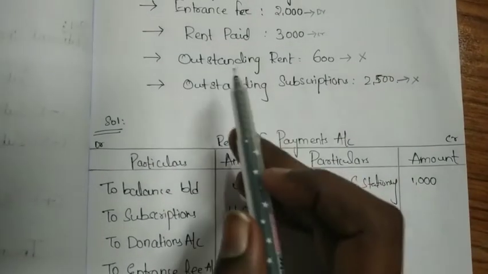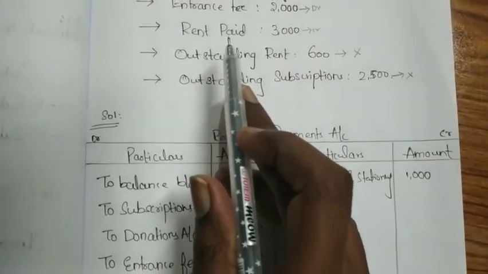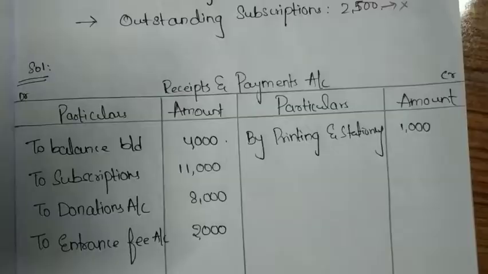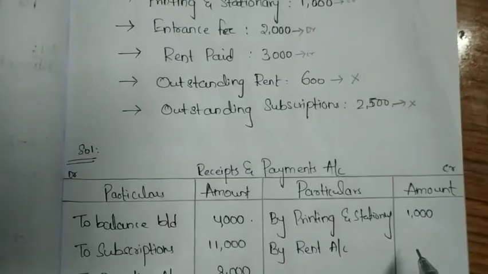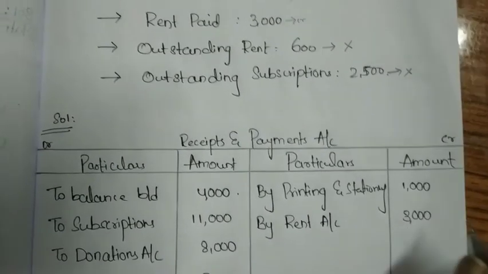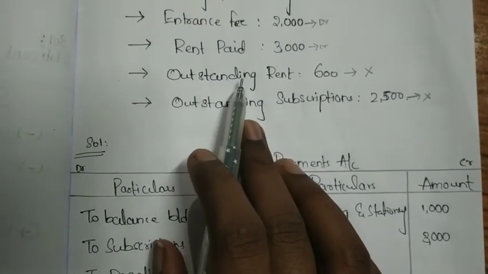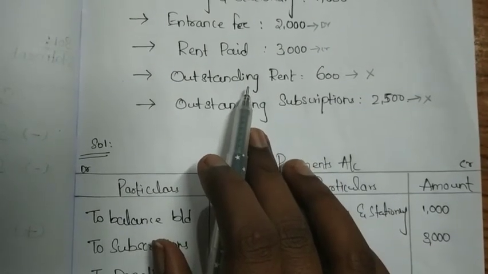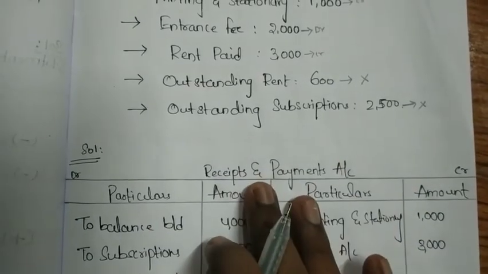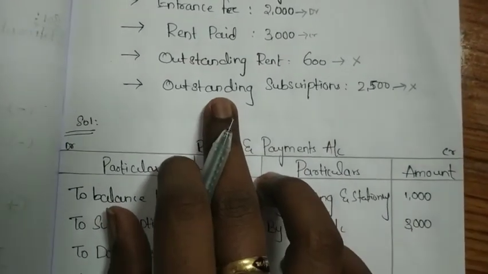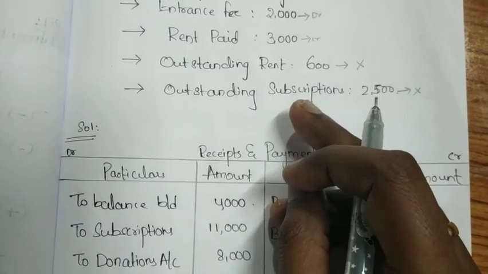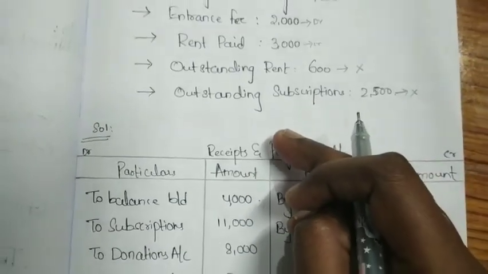And see the next one, rent paid. That means cash is going out. It is a payment. What we have to do, we have to credit the payment. So credit by rent. See what is the amount? Amount is 3,000. So take the amount 3,000. And see the next one, outstanding rent. I said it is there. We don't have any cash transaction here. We don't enter any non-cash transactions in receipt and payments account. So this is also the same thing. Outstanding subscription. It is a non-cash transaction. We won't consider any non-cash transactions in receipts and payment account. So we have done with all the entries.